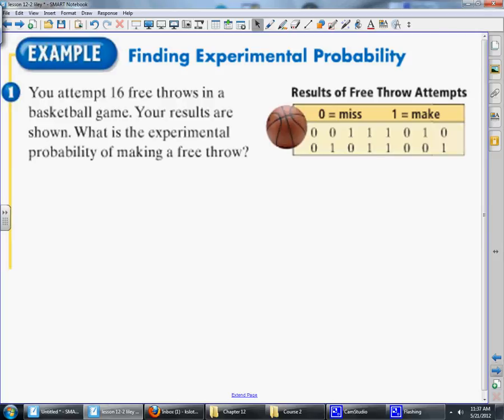So we want to find the experimental probability of making free throws. Experimental probability is just like doing an experiment: how many times do you make a free throw out of how many times did you shoot the basketball? So you attempt 16 free throws in a basketball game. Your results are shown. What is the experimental probability of making a free throw?